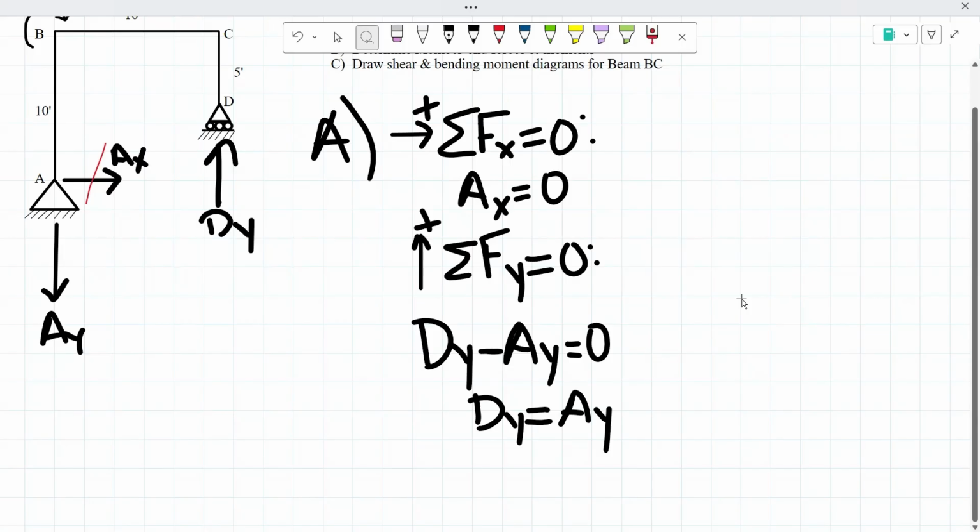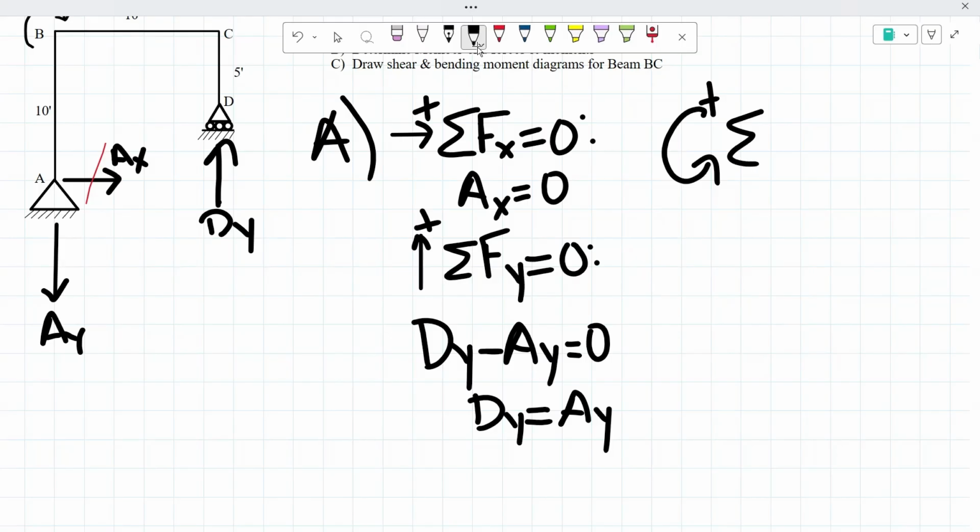In this situation, we could either take the moment about point A, and then we could solve for D of y, or we could take the moment about point D, and then we would be able to find the force A of y. But I'm just going to do it about point A. We know that it is assumed that counterclockwise is positive, and we know that the sum of our moment reactions about point A has to equal 0 as well.